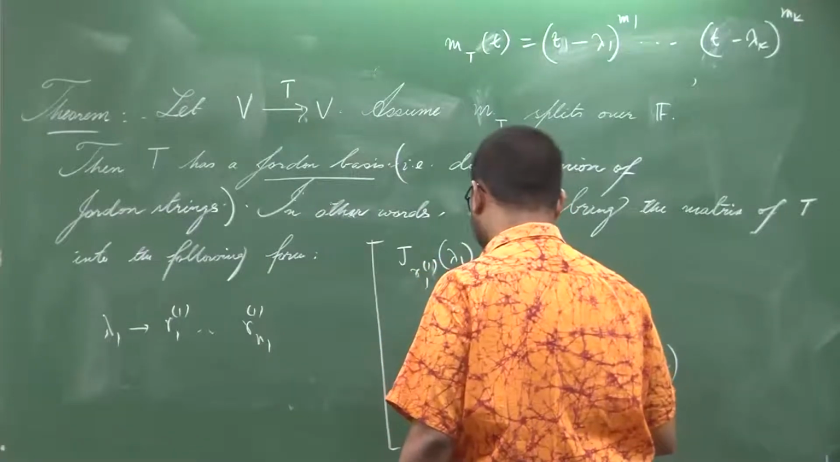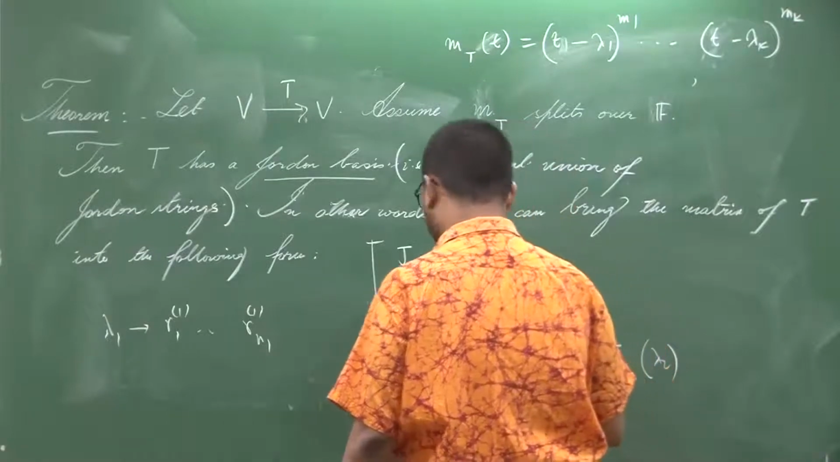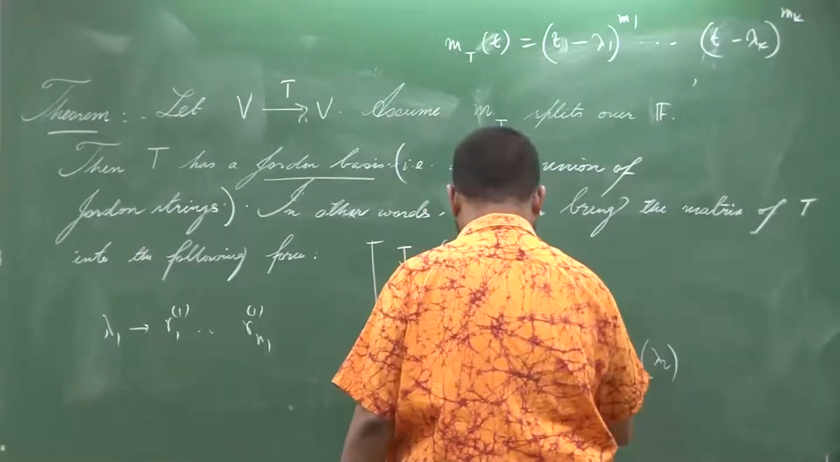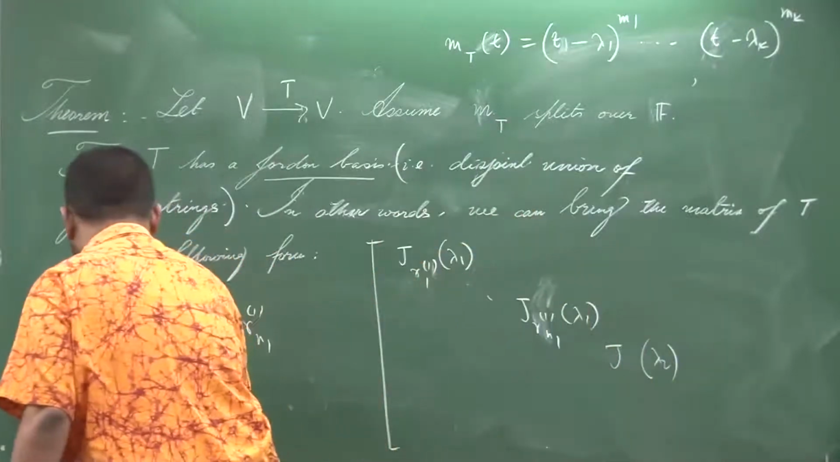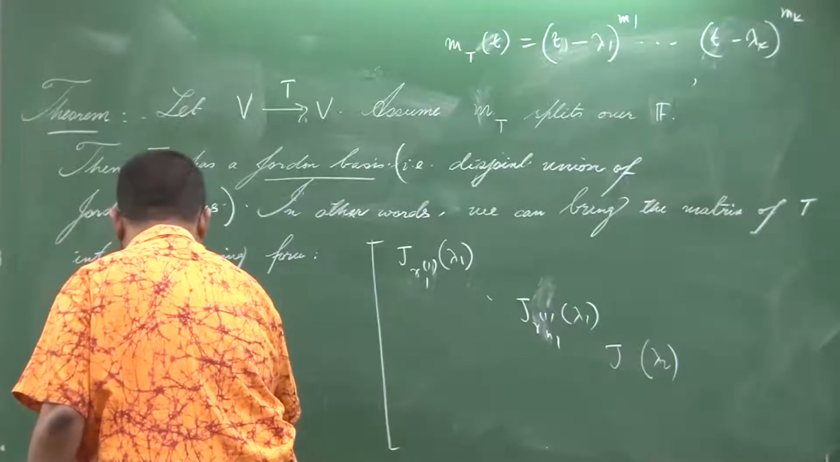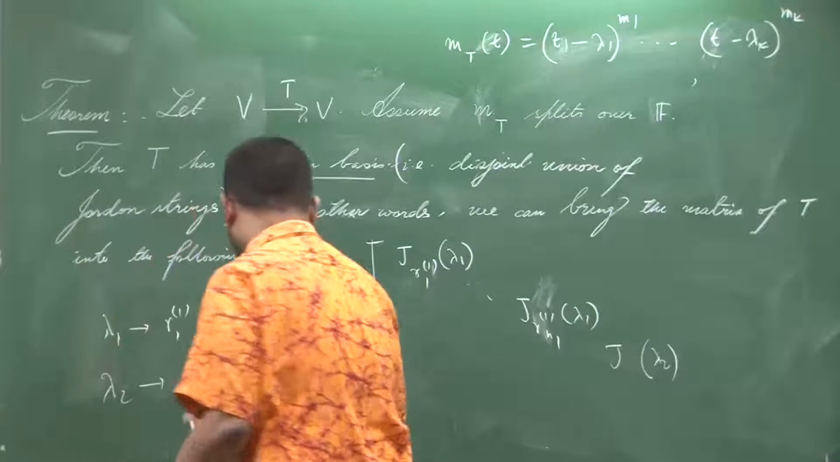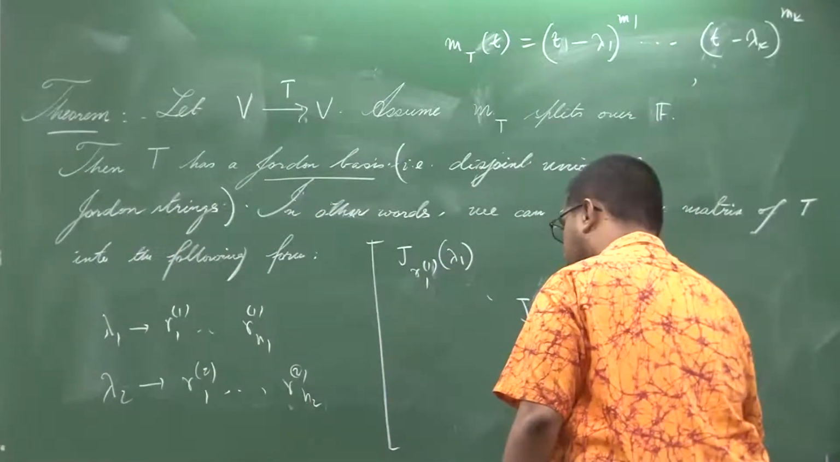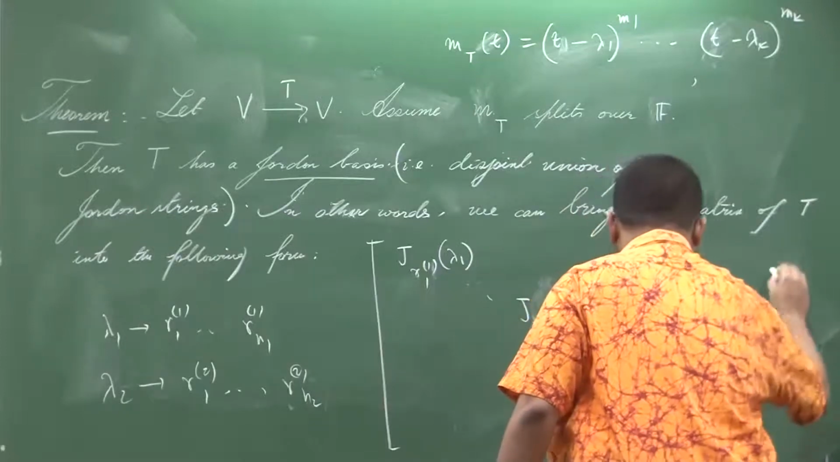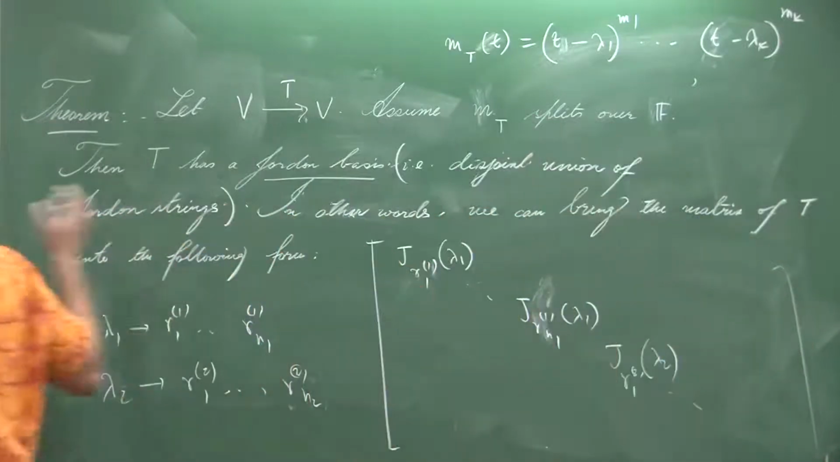So, r1 up to rn1. Then maybe for lambda 2 I have blocks of this size, r1 up to n2. So, that is how the matrix will look like. Okay. Fine.